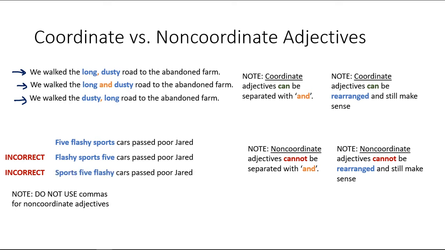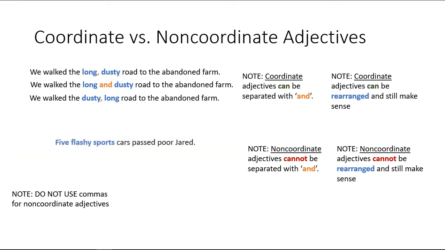Again, I can do it again just to be clear. It doesn't really matter which way you rearrange it. Either option will not work. Okay, what if we use the word and instead? Five and flashy and sports cars? Again, that doesn't make sense either. So we're not going to put commas in between here because they are not coordinate adjectives.